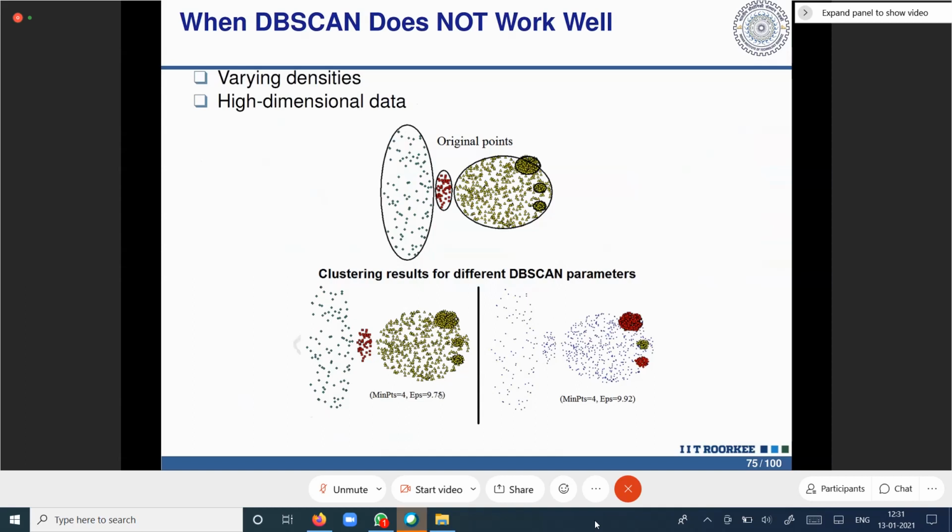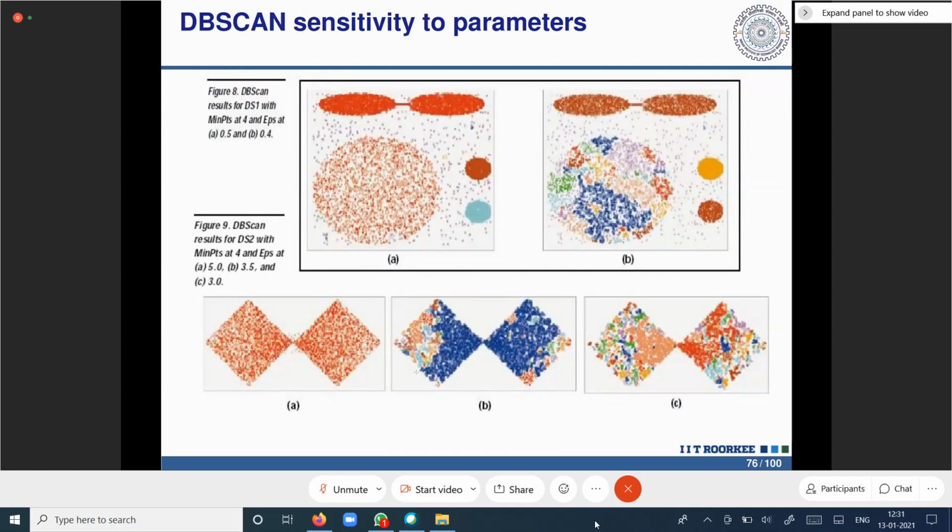So that's the issue. For example, here we have points with very dense regions here and sparse regions here. If we use min points as 4 and epsilon as 9.75, then we get this clustering result, which merges all these dense and sparse clusters together. But if we increase the epsilon value, then these dense clusters are identified separately, but all the others are declared as noise points, right? This is because of the parameter setting. We get different results for different values of epsilon.